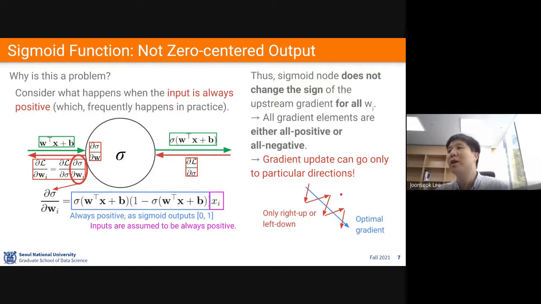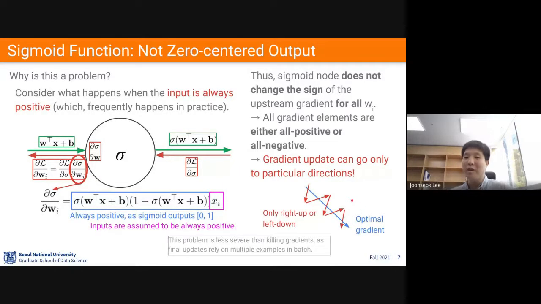It does not allow some directions like this, to the right and to the bottom. Are you following? This is a little bit complicated. So the gradient is a vector because the input is a vector, and each of those elements always have the same sign if we use the sigmoid function because of this property, which means if the gradients need to be in a mixture of different signs, like this situation, it's very inefficient. It takes a zigzag like that.